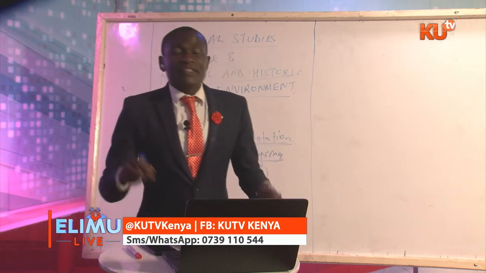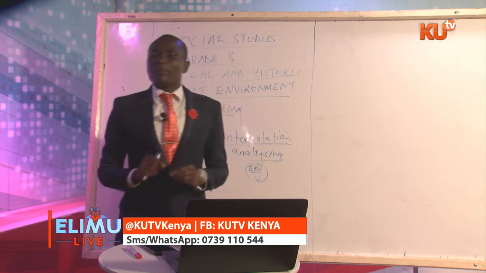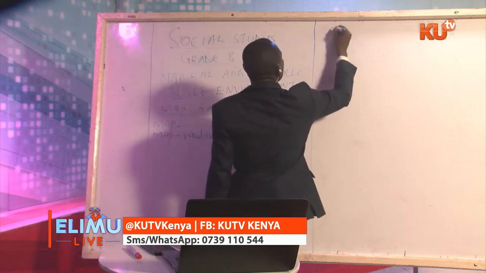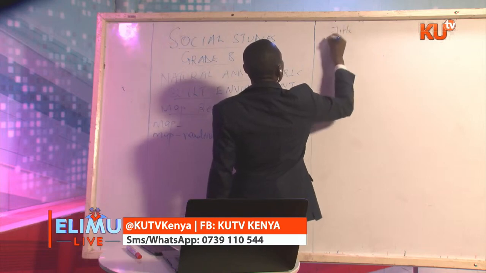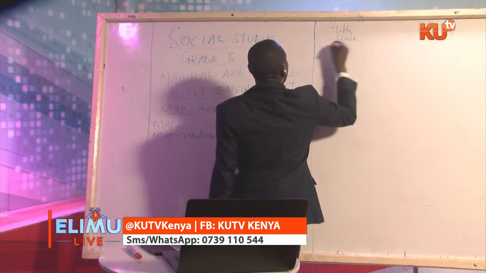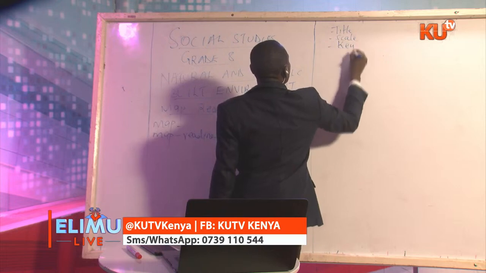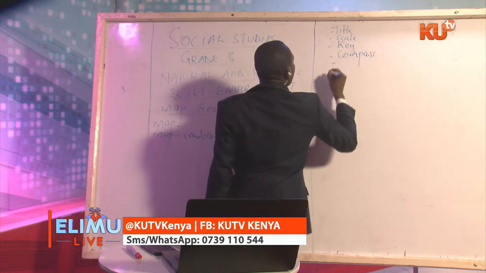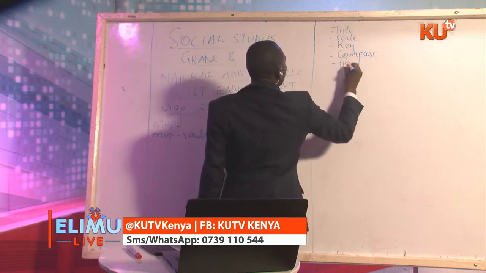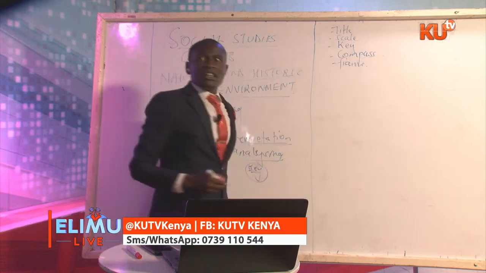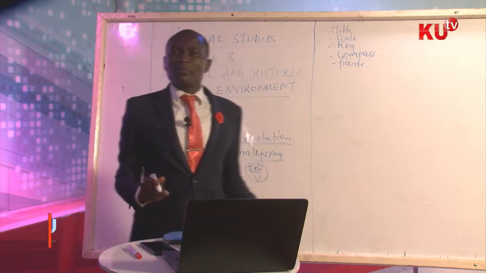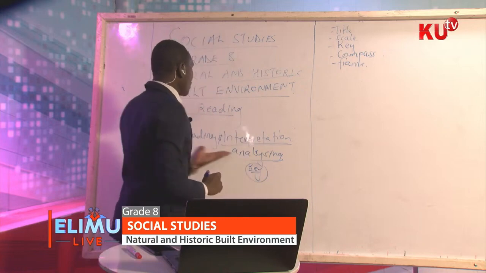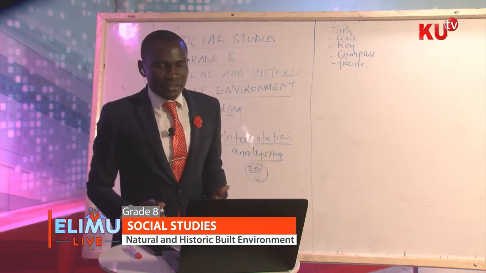Now, there are 5 elements of a map. These elements are 1, title, 2, scale, 3, key, 4, compass, and lastly, frame. These are the 5 elements of a map that we have as we study map reading and map interpretation.